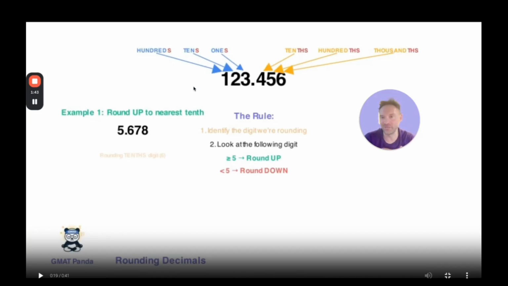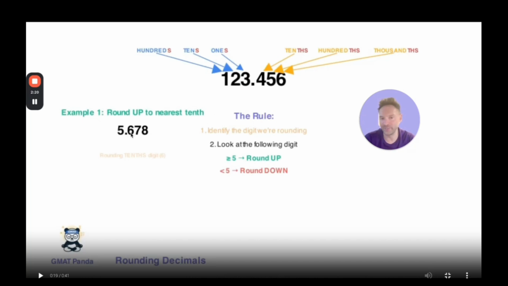needed. As a recap, you've got the schematic at the top here. Remember that anything to the right will end in TH or THS, and anything to the left ends in just S. Okay, so in this case, we're looking for the nearest tenth. That's going to be to the right, and it's going to be the first one after the dot. So the first thing we want to do is to identify the digit that we're rounding.